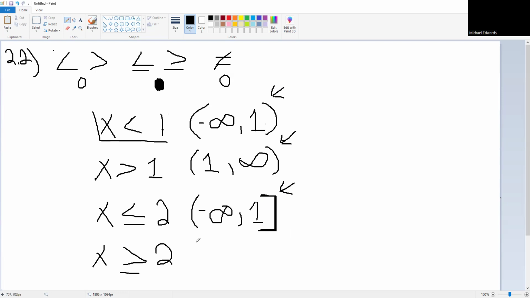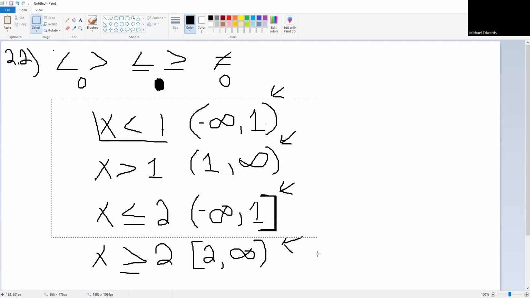We'll just show this one with 2. If it's greater than, what do you think we do? Should we just reverse it? Yeah, we just reverse it. So we would say 2 over here and then infinity over here. And that would be interval notation for that. Okay.